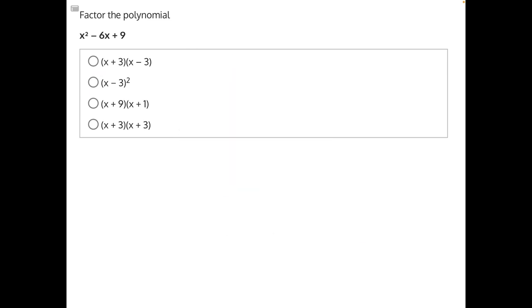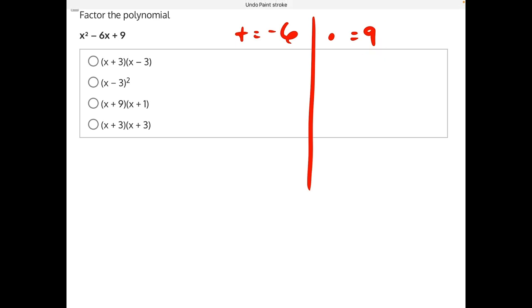The other way we could have factored this polynomial is by finding two factors that could multiply together to give us our C value of 9 and add together to give us our B value of negative 6. So let's list factors of 9 and see which ones could add together to give us 6. We would have 1 and 9, and we would have 3 and 3.